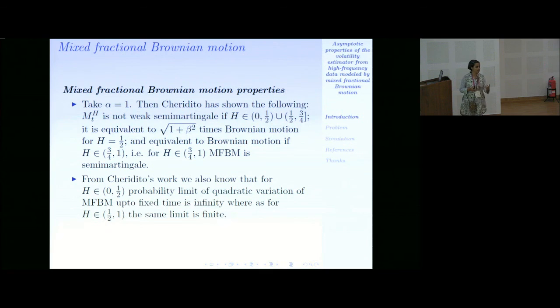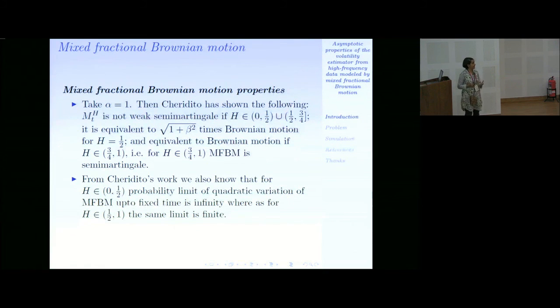To qualify to be a nice stochastic integration process, Ito integration, the process needs to be a semi-martingale. But if it is not nice, then we are in trouble. So what he has shown is that for this interval, at half this process becomes a Brownian motion. With the interval 0 to 3/4, this mixed fractional Brownian motion doesn't have the nice properties to qualify. But for 3/4 to 1, at least MFBM is a semi-martingale.